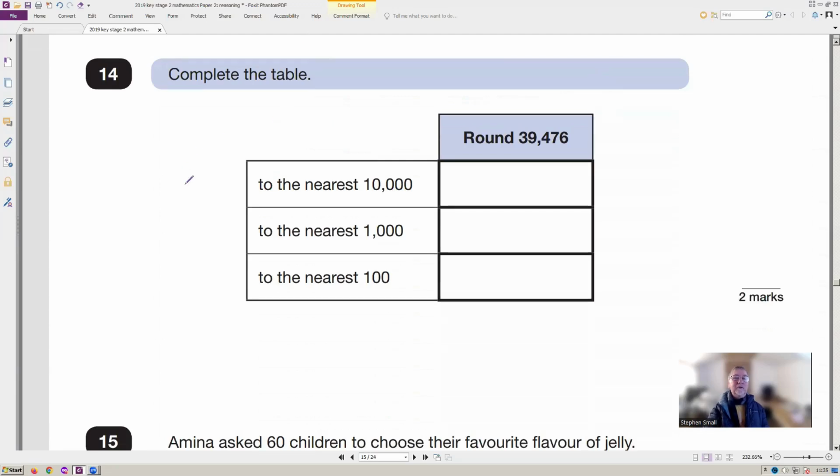Complete the table. We've got 39,476 to the nearest 10,000. Well, it's either 40,000 or 30,000. It's clearly closer to 40,000. You just look at the 9, because it's higher than 5, we're going to round up to 40,000.